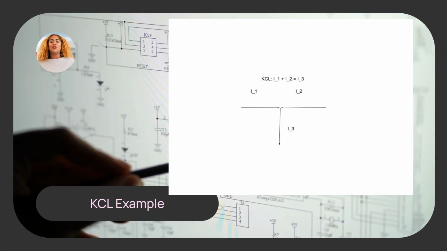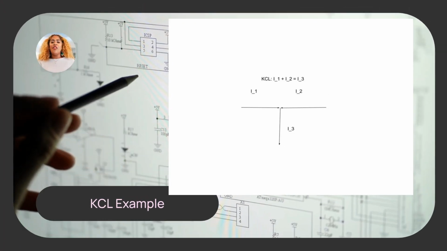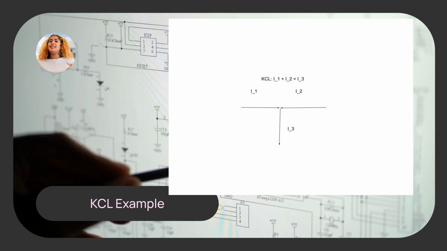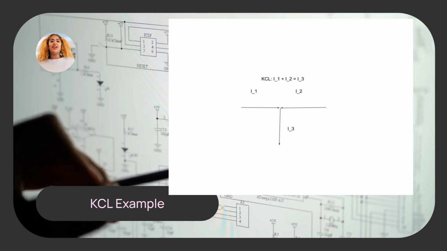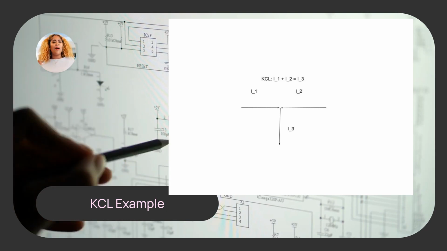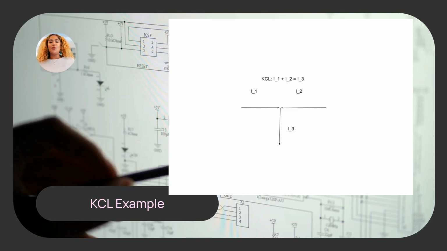Let's look at a simple circuit to help us understand KCL better. Consider a circuit with two current sources, I1 and I2, entering a node and one current source, I3, leaving the node.